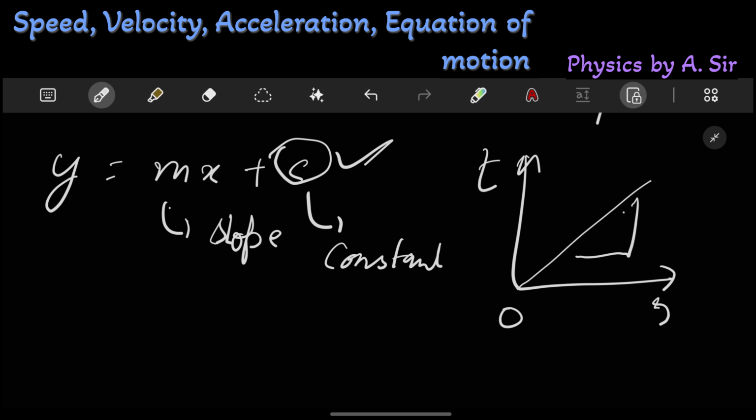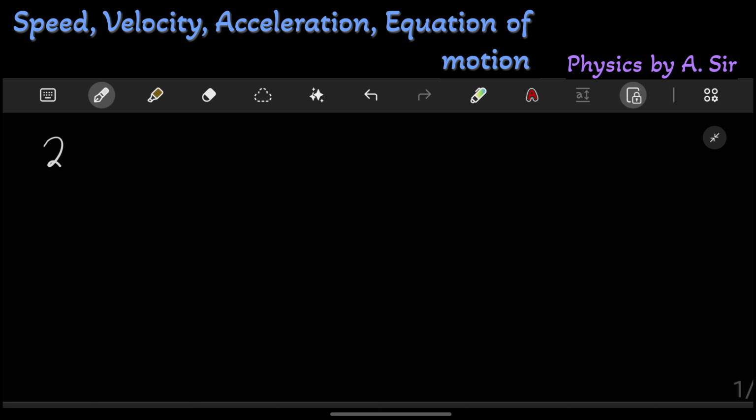So the slope of this is speed, which is s upon t or del s upon del t, which is this one. Let's move further. Second is velocity.